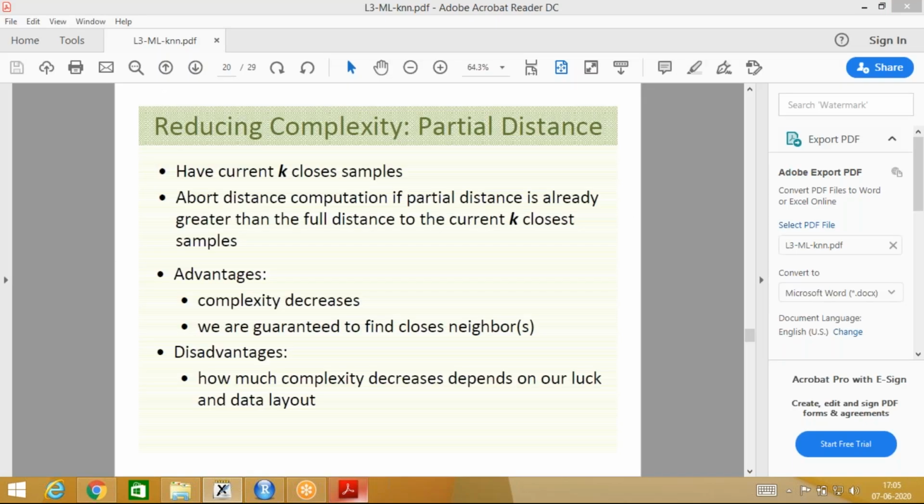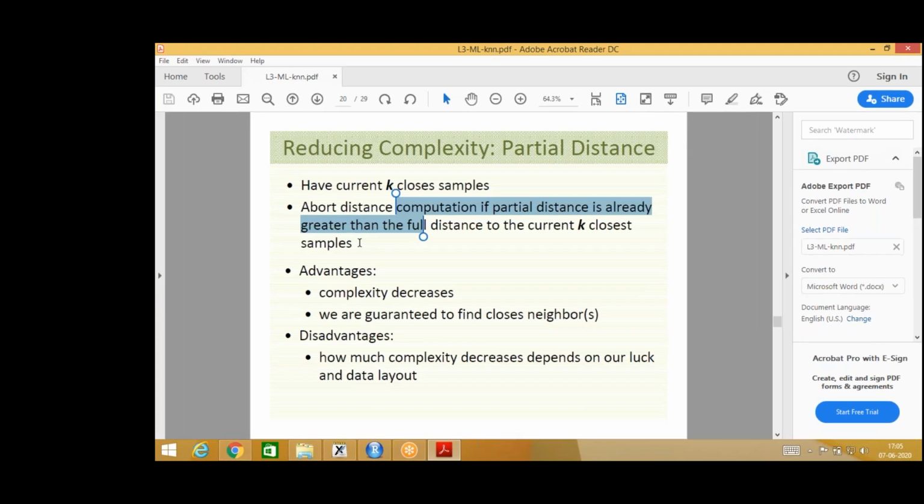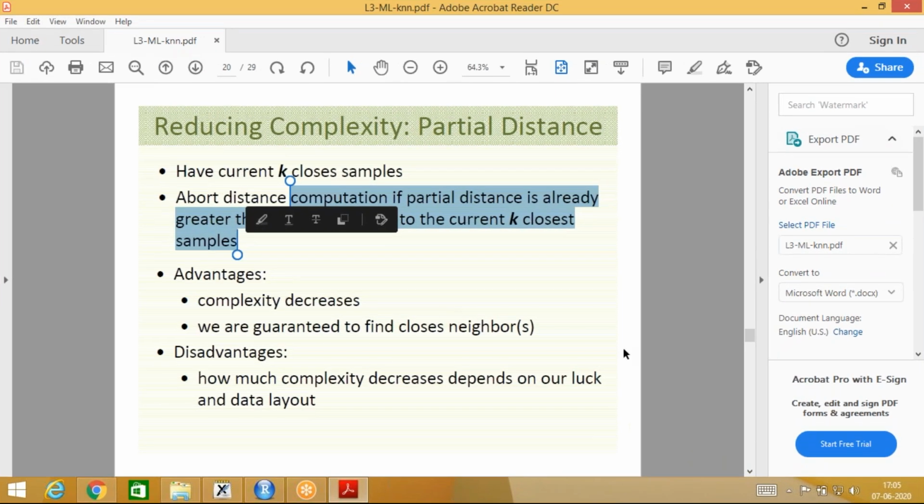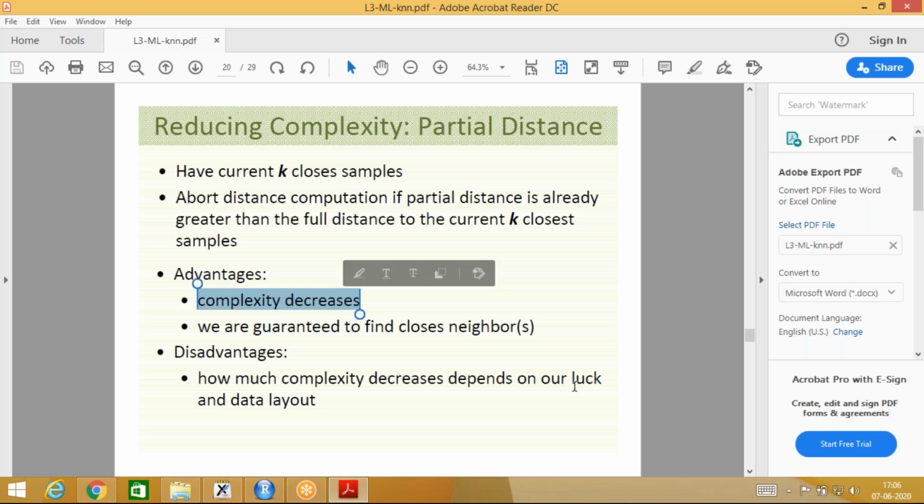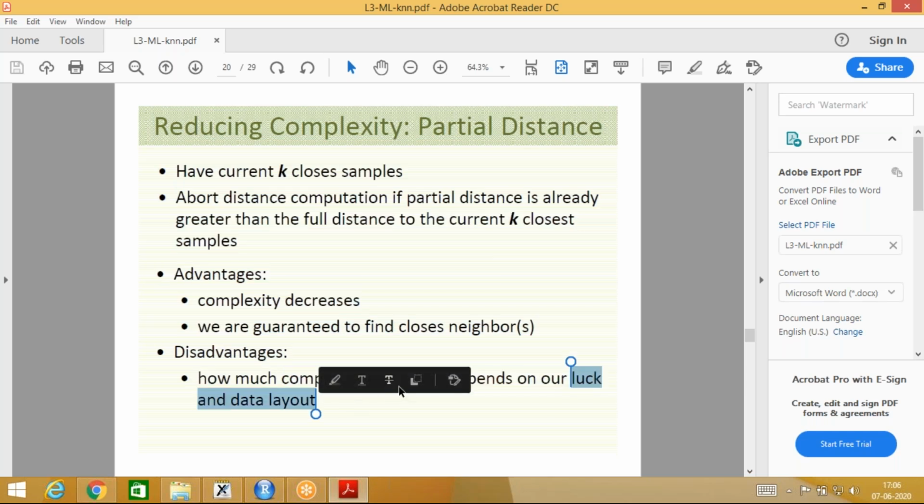So have the current k closest samples and abort distance computation if the partial distance is already greater than the full distance of the current k closest samples. So if the partial distance calculated is already higher than the k closest, then I will stop it. Now, obviously, complexity decreases, but it also depends on luck. How much? It depends on luck. So these are some of the basic things that we try to do to reduce the complexity of the model.